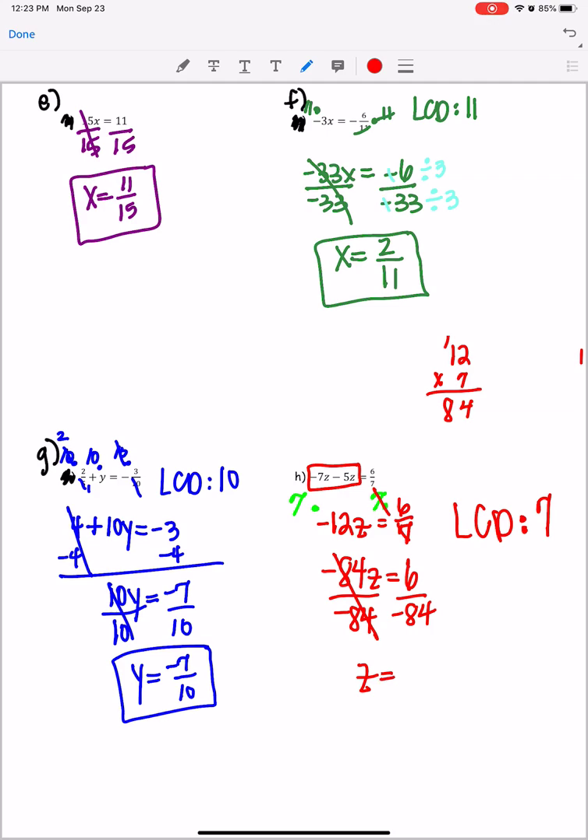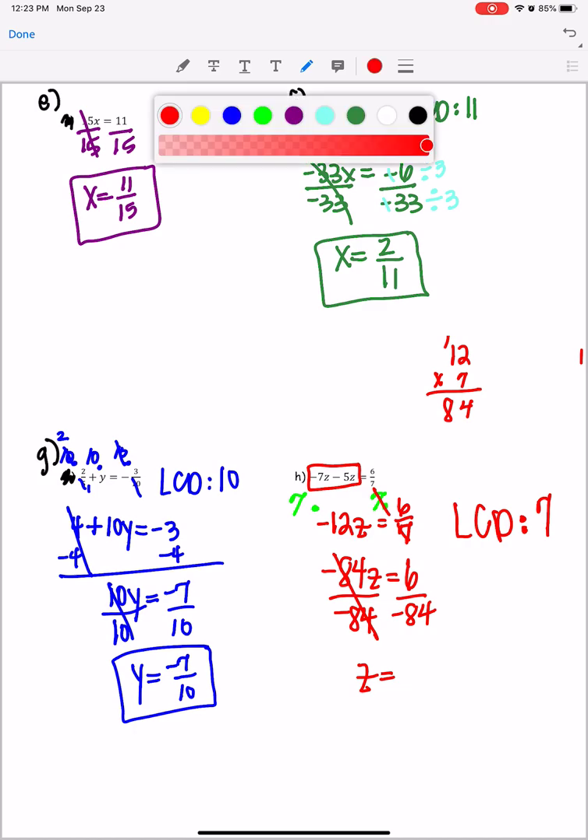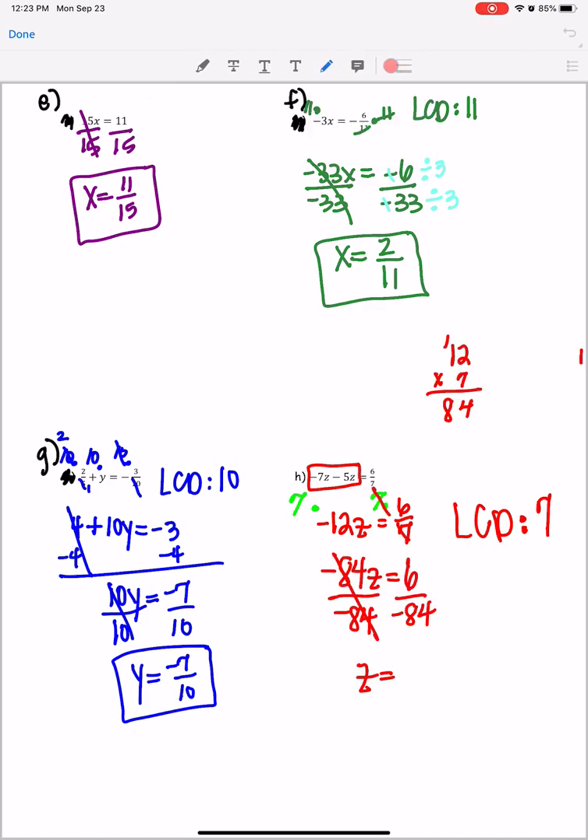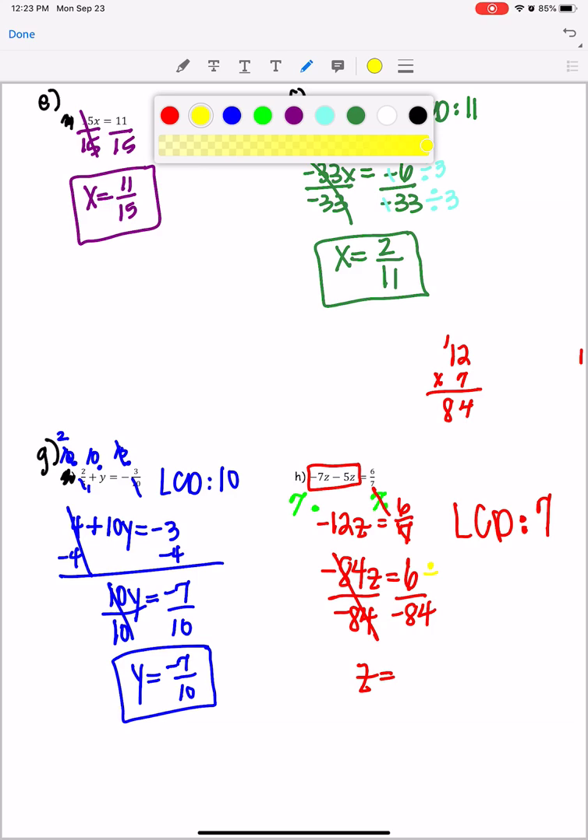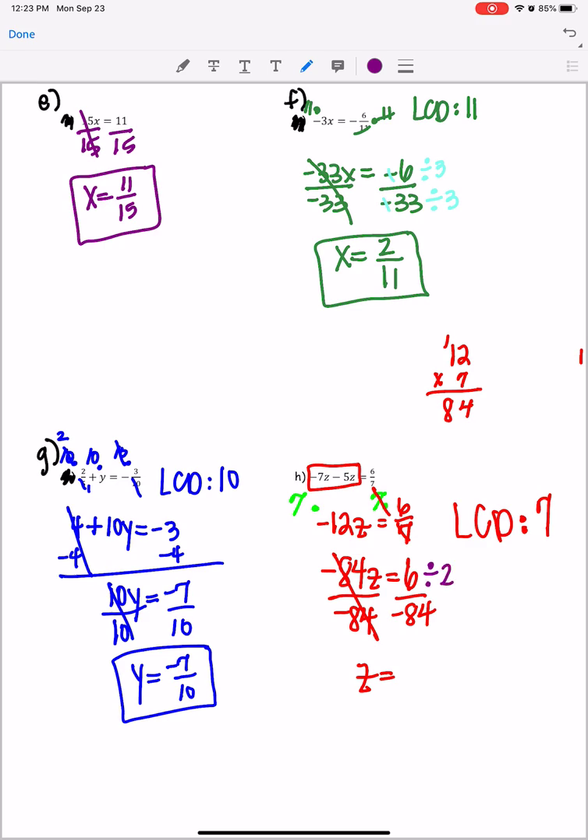So I get z equals, look at this, can we reduce it? Yes, we can. They're both even, right? So if they're both even, ooh, you can't see yellow. If they're both even, we can divide by at least a 2.